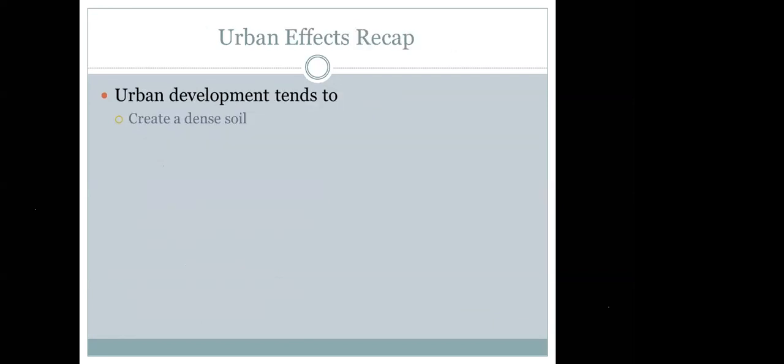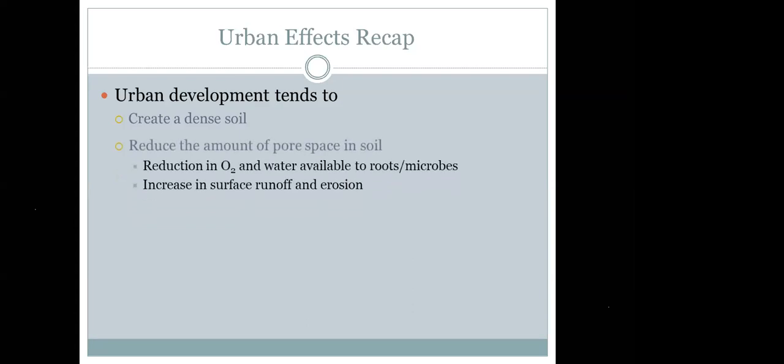So to recap the effects of urban development, it tends to create a denser soil than was there naturally. This reduces the amount of pore space in the soil, and if you reduce pore space, it reduces the total volume of oxygen and water that's available to the roots and the microbes that live in soil. And you also see a related increase in surface runoff and erosion, both on the surface of the land, but also especially within our streamways.